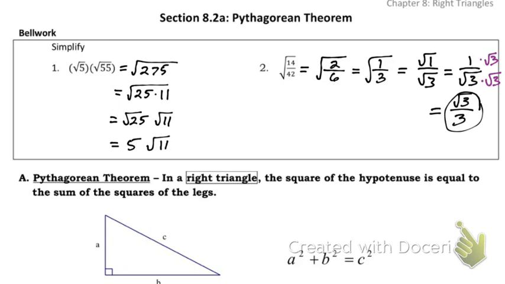Any questions on that? Because I know 2 people got it wrong. I don't know which 2. It just came up as 2 people got it wrong.